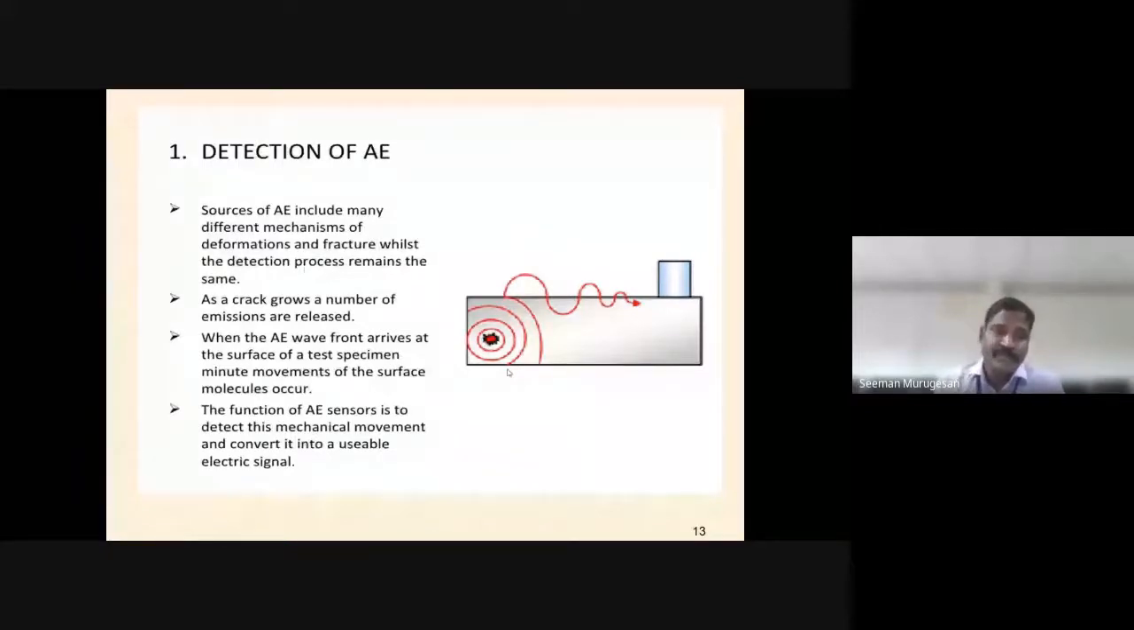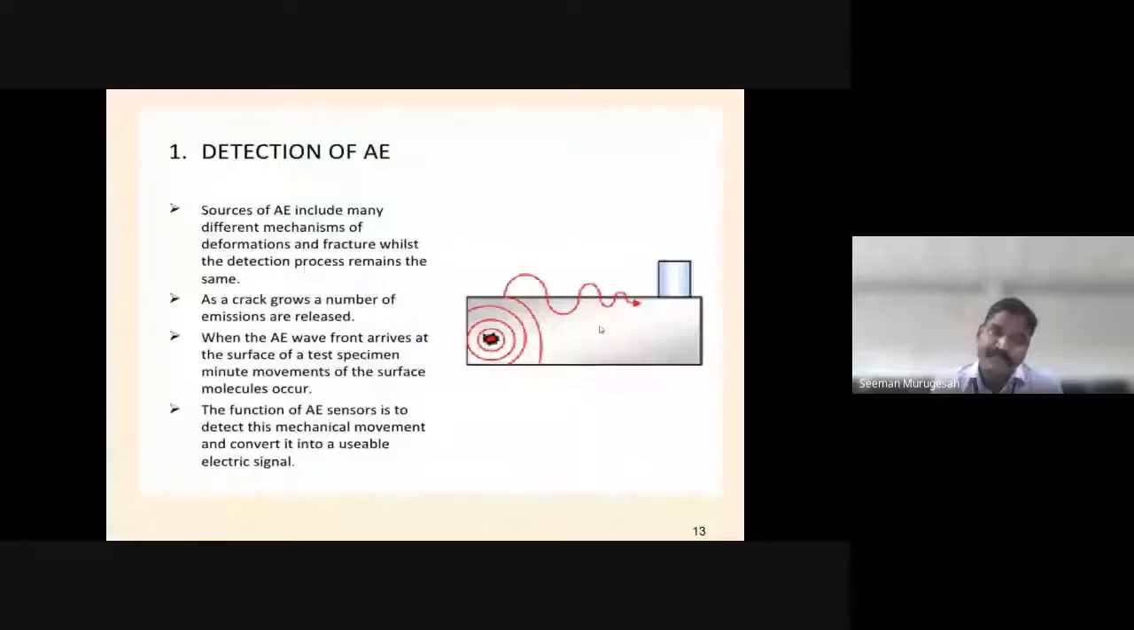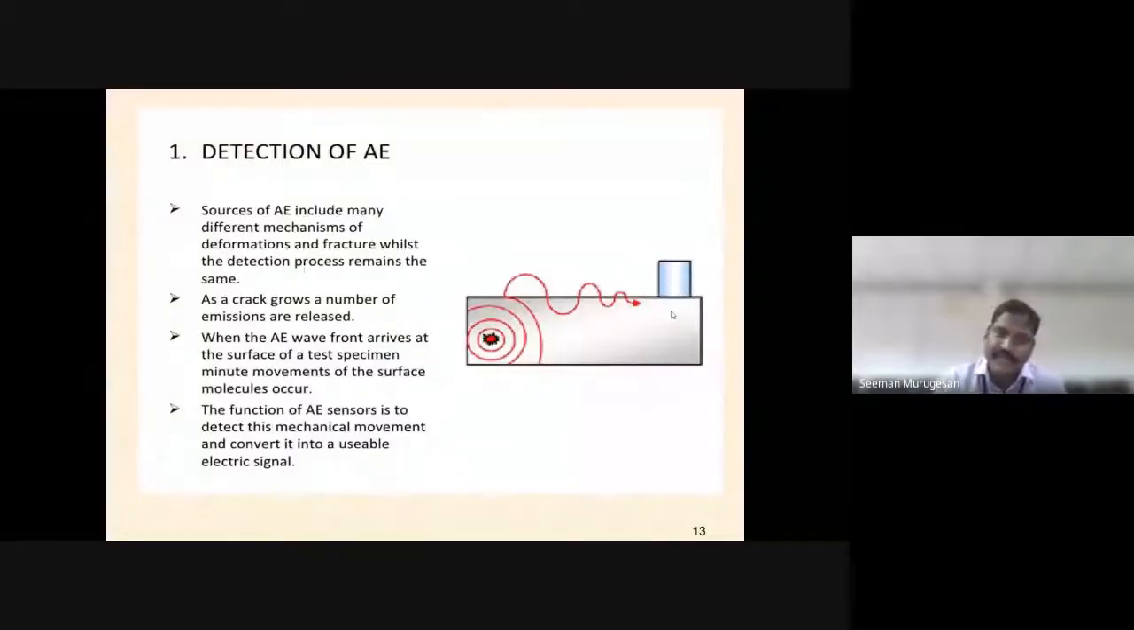When the acoustic wavefront arrives at the surface of the test specimen, for example, this is a source, and this is the surface of the specimen. When the AE wavefront arrives at the surface of the test specimen, a minute movement of the surface molecules will occur. For example, with any water body, if you throw a stone, waves will be generated. Same method: the material generates waves that spread and come to the surface of the component, and minute movements of the surface molecules or atoms will occur.